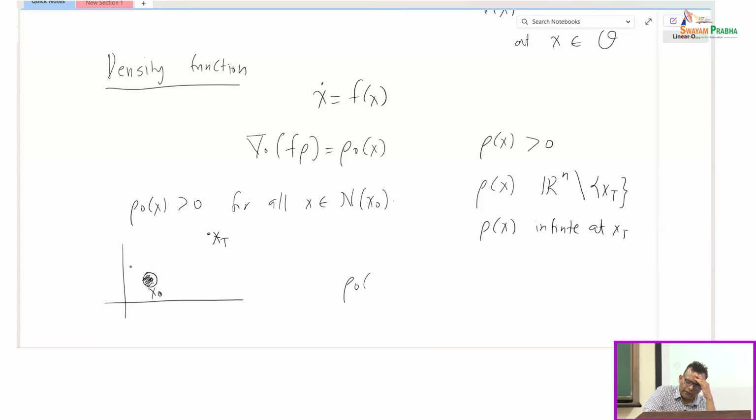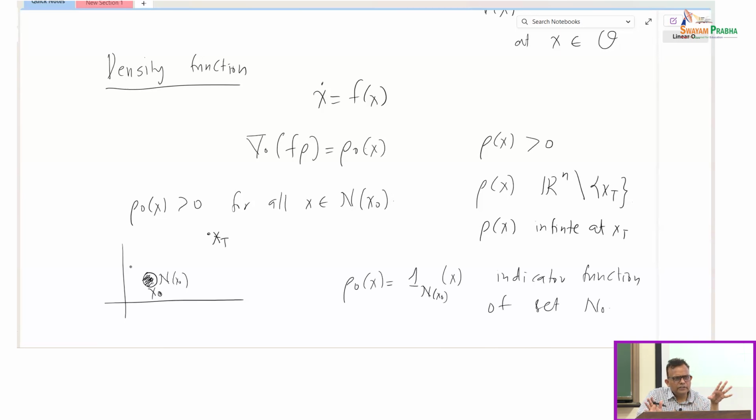So for example, you can take rho 0 of x to be, let's say this is neighborhood N of x0. So I could take rho 0 to be the indicator function 1 N of x0 of x. So this is the indicator function of the set N0. Okay. So you have a function which is 1 in a small neighborhood and is 0 outside, right? So that's the construction of the rho 0.